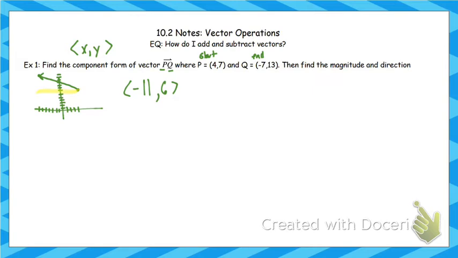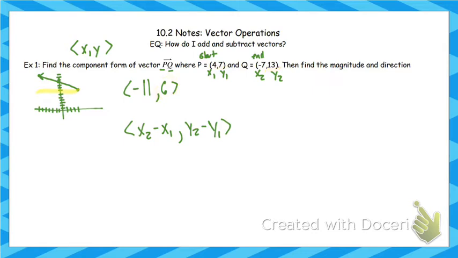Now the way you can get this without drawing the picture is to think about the ending point. So we'll call this x1, we'll call this y1, we'll call this x2, and we'll call this y2. We'll start with x's. I can do x2 minus x1, and then y2 minus y1. So that's how I could figure it out without drawing the picture. Okay, so going backwards here, negative 7 minus 4 is a negative 11. If I did 13 minus 7, I would get 6.